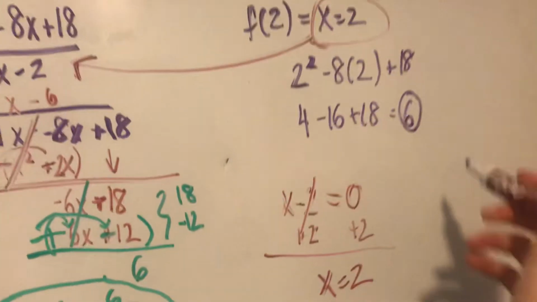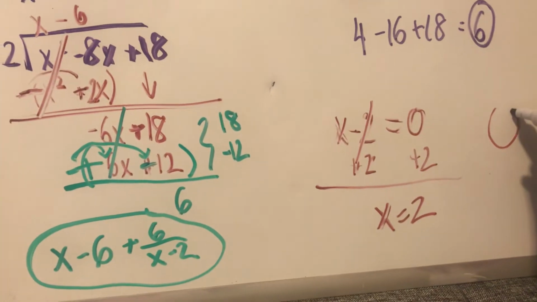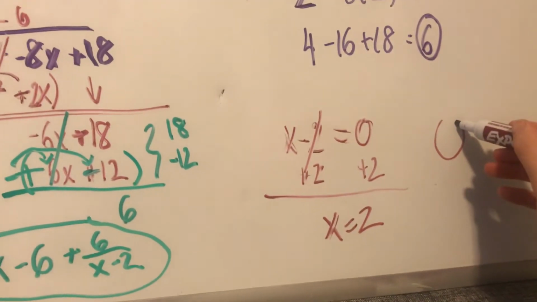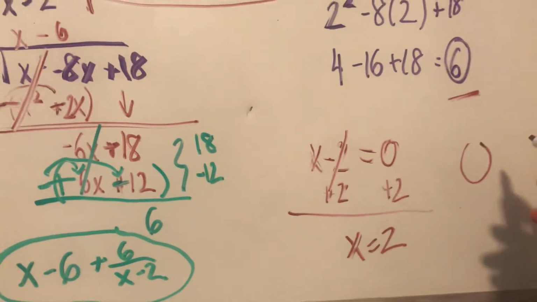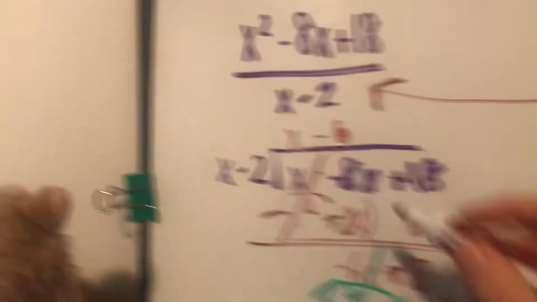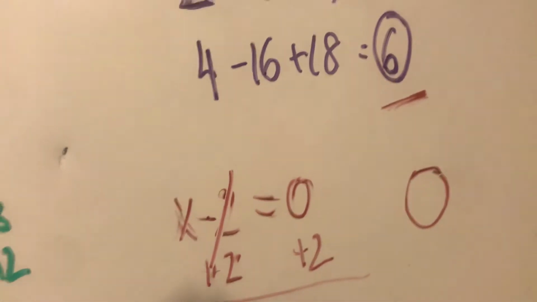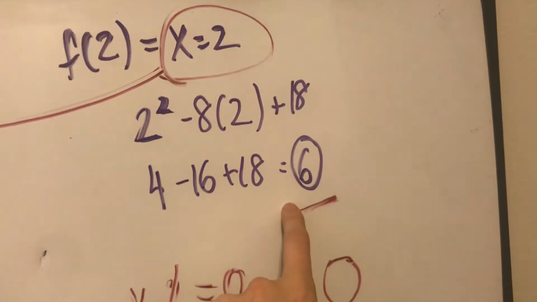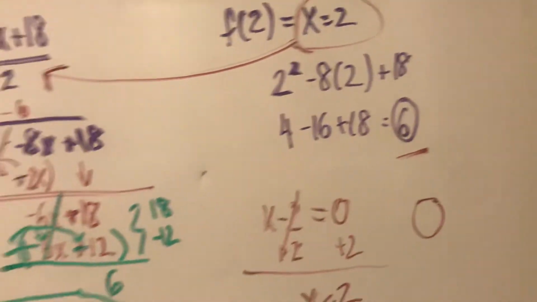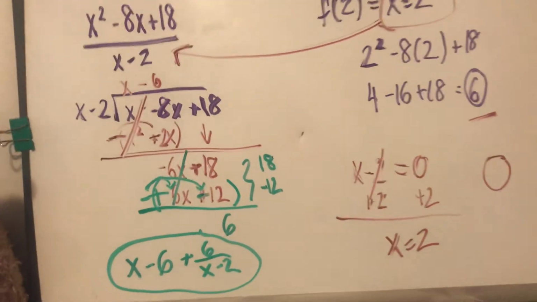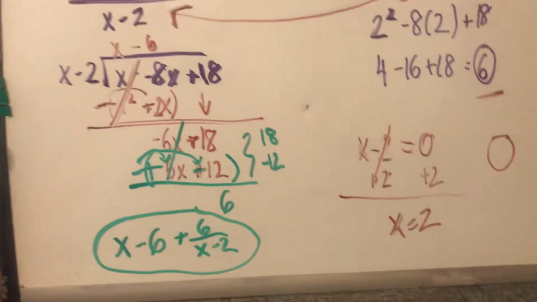I also know, let's make our full circle because we're right at this point, that since I have a remainder of 6, that means that x minus 2 is not a factor. So that is our full circle. Remember, when you have a remainder of 0, that's when something is a factor. And if you're struggling with that, don't worry, we have plenty of examples to practice.